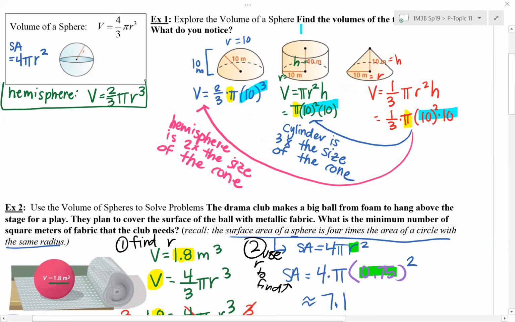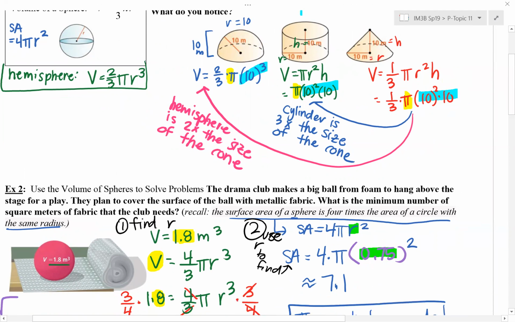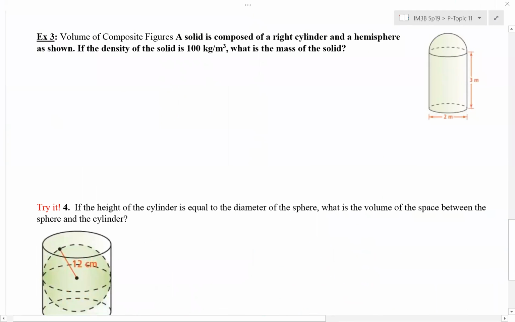Okay, so the last piece that we're going to talk about is composite figures. Composite figures are when I have multiple 3-dimensional objects put together or taken apart in order to create a space, and I want to find something about it. So in this problem, we have a solid composed of a right cylinder and a hemisphere. If the density of the solid is 100 kilograms per cubic meter, what is the mass of the solid? So they're asking us for the mass. All that we know is how to find the volume of something, and they give us density.